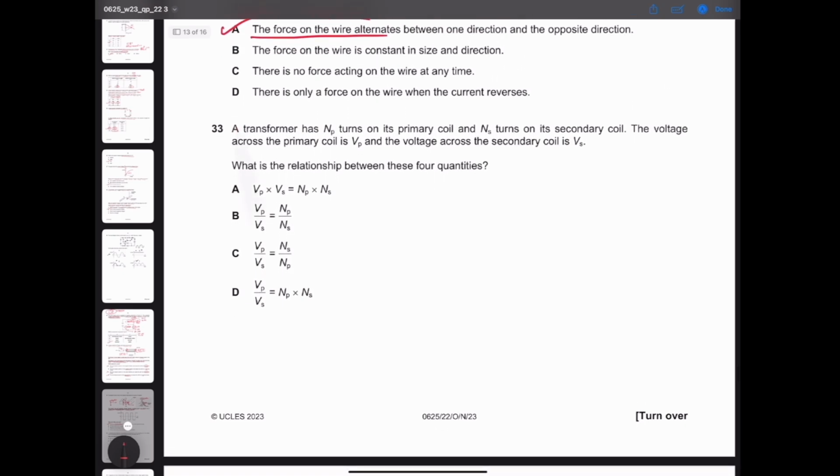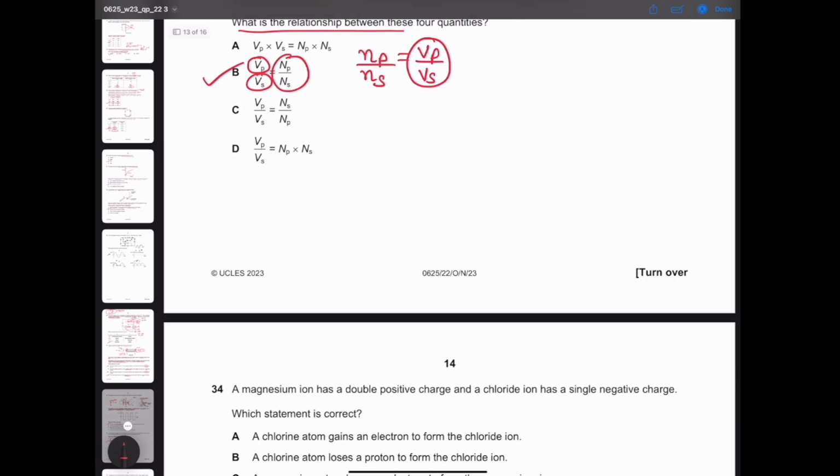A transformer has a number of primary turns and voltage, all right. What is the relationship? We know that number of primary turns over number of secondary turns is equal to voltage of primary by voltage of secondary, right? Is there a relation given like this? Voltage of primary by voltage of secondary is equal to number of turns in primary divided by number of turns in secondary. Answer B is correct.